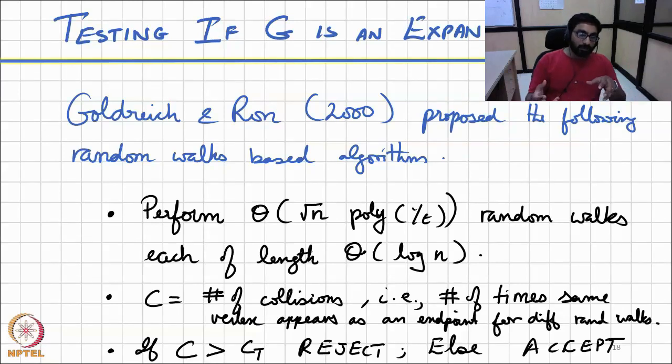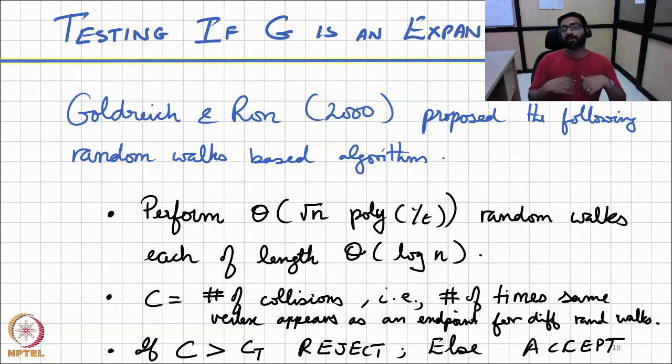However, if the graph is not an expander, these random walks are not going to be able to mix well, which means the distribution of these random walks is going to be non-uniform, and there are going to be pockets of the graph where they're more likely to be found, and therefore more collisions are likely within these random walks. And so this is the key intuition behind this algorithm.